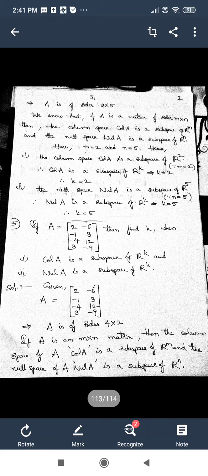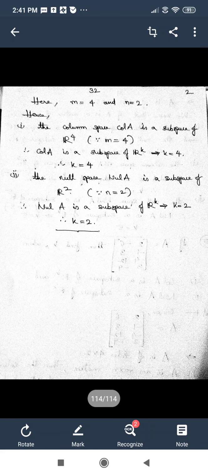Here we should remember that the value of m in Rm denotes the number of rows in the given matrix A, and in Rn, n denotes the number of columns in the matrix A. So if we know the values of m and n, we can give the value of k in the first bit and second bit. Now let us move on to give the solution.